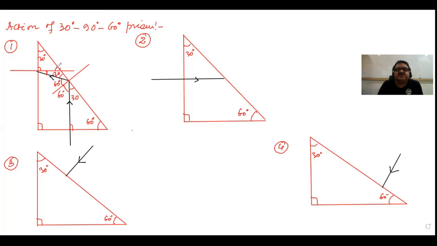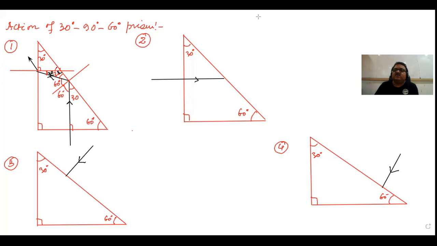This is 60. So the balance angle is what? Balance angle is 120. Look, this angle is 120. This is 30. 120 plus 30 is 150, so this will be 30. Less than, that means less than the critical angle. So what will happen? In this case, the light ray will get refracted, and it will move out. Please pause the video and try to calculate the angle again.